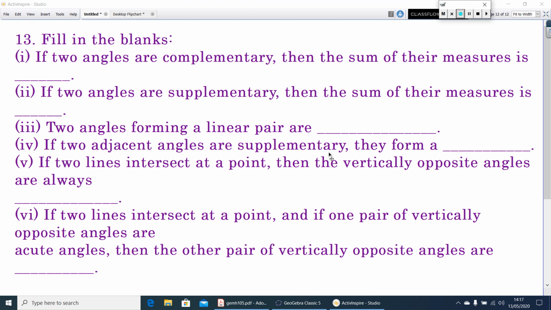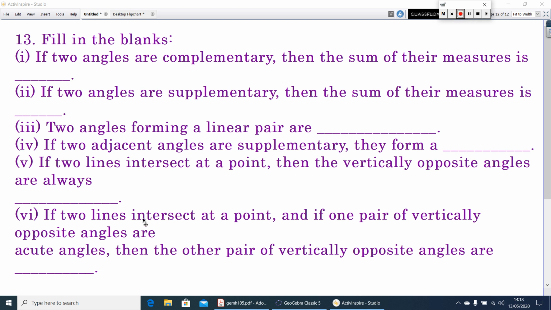If two adjacent angles are supplementary, they form a, of course, linear pair of angles. If two lines intersect at a point, then the vertically opposite angles are always equal. If two lines intersect at a point and if one pair of vertically opposite angles are acute, then the other pair of vertically opposite angles are dash. Do find it out yourself.